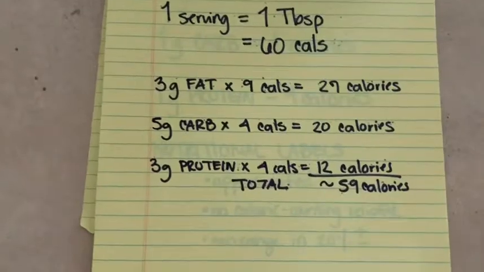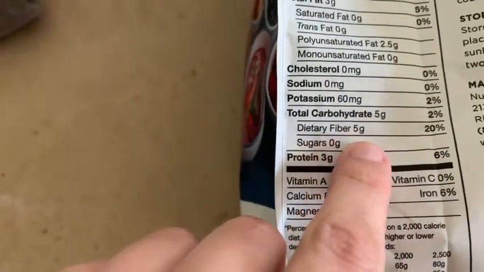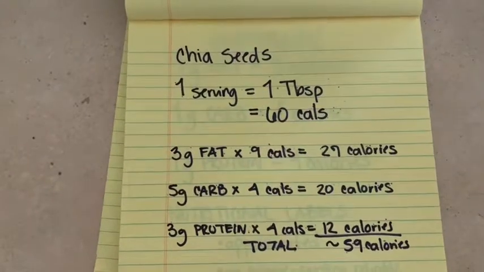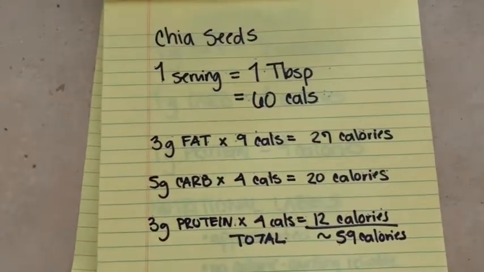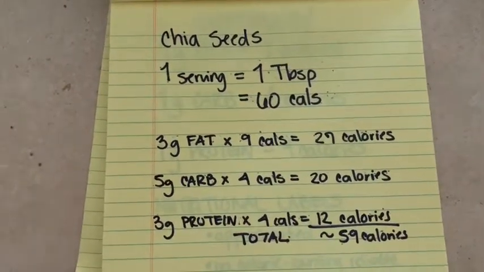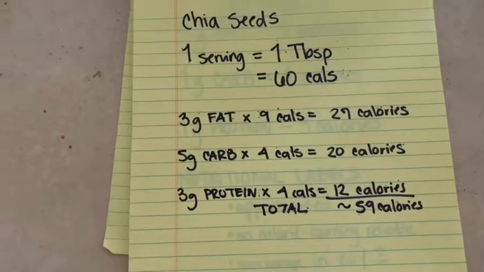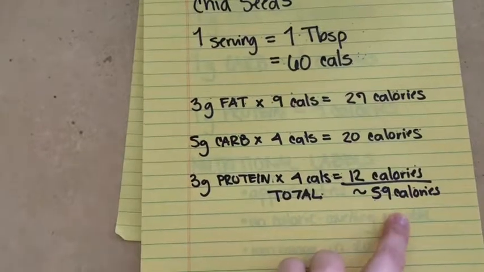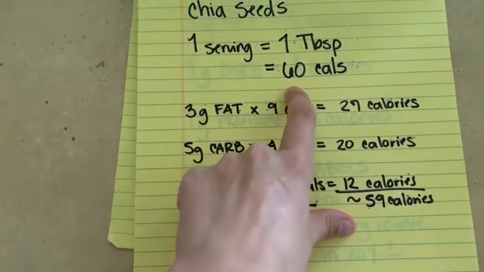Chia seeds also contain dietary fiber, which is 5 grams, and let me show you that here. Dietary fiber, 5 grams. The fiber helps to bind to your cholesterol molecules and flush them out of your body, as well as some fat molecules. So that is what fiber is good for. And then the total on this is going to be 59 calories, which is very, very close to the 60 calories that the nutritional facts table says.